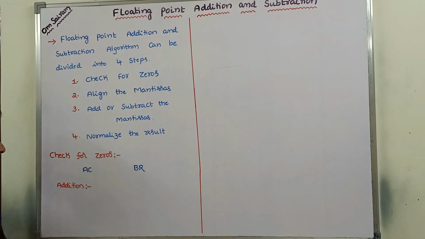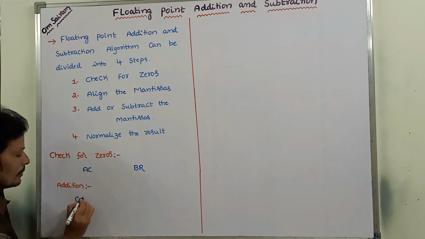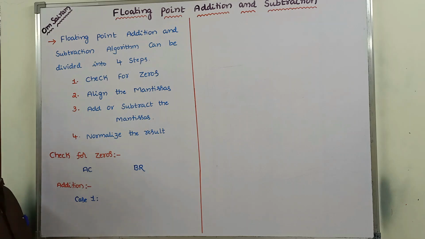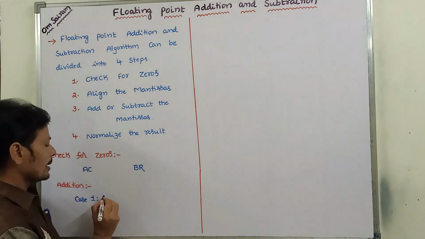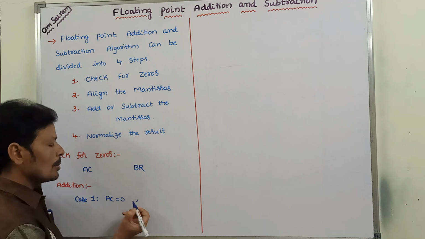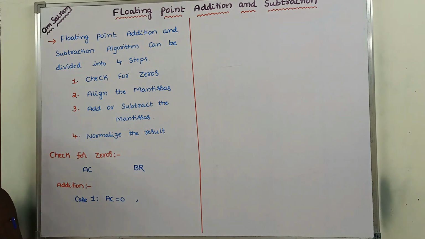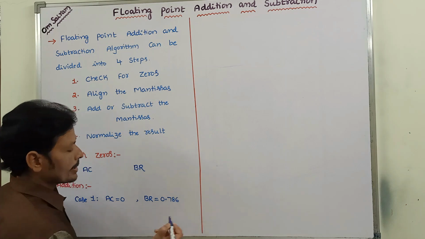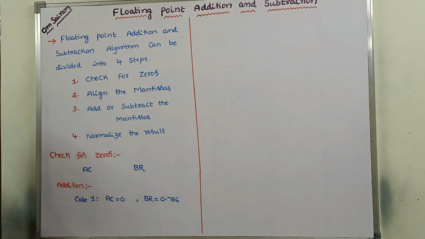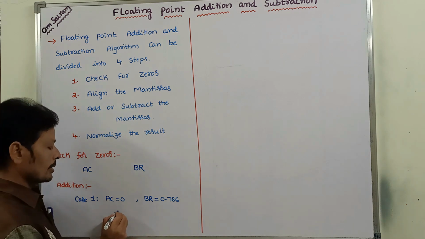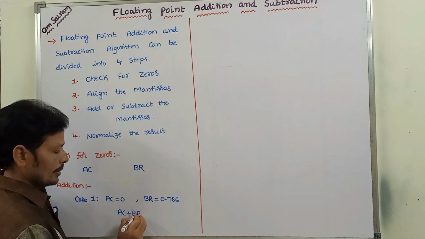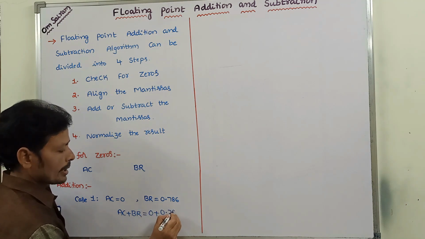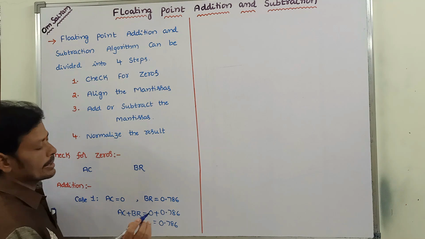In the case of addition, I am considering case 1. Case 1 is, suppose the first floating point number is 0. That means the first floating point number is stored in AC, then AC value is equal to 0. Now the second floating point number is stored in the BR register. It contains a non-zero value, so BR is equal to 0.786. Now we have to perform the addition operation between those two floating point numbers, that is AC plus BR, that is nothing but 0 plus 0.786, that is equal to 0.786.